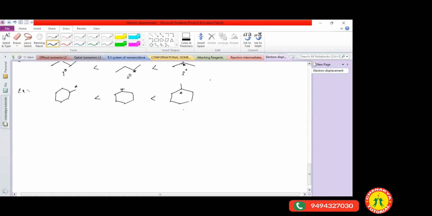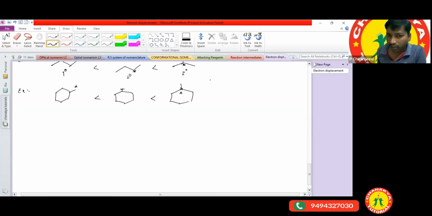Because the electron density is inside the aryl group. No. In the cycle here, this carbon is the tertiary carbon, ma. Simple reason. The third one is the tertiary carbon, a tertiary free radical. And in this one, this carbon is the secondary free radical. So this is the primary free radical. According to that reason, the tertiary free radical is more stable than the secondary and primary.